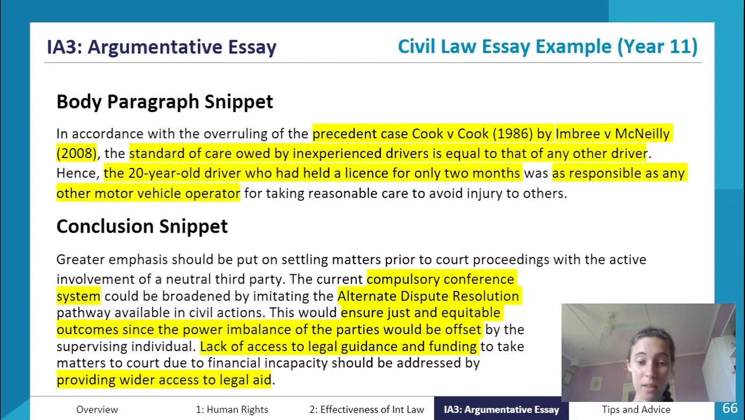And why is this a good idea? This would ensure just and equitable outcomes since the power imbalance of parties would be offset. So that is an example of how you would conclude it, with wrapping everything up and providing your recommendations.